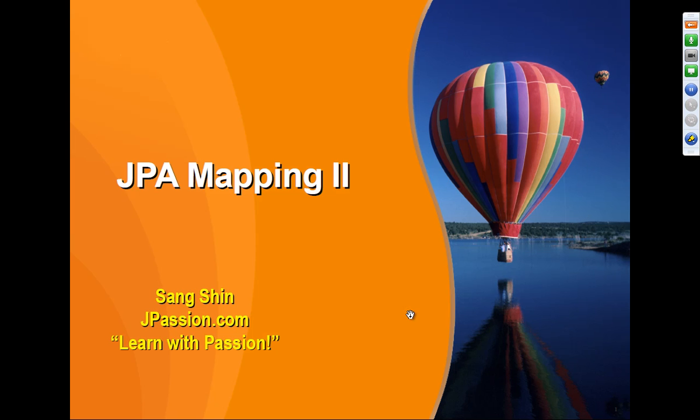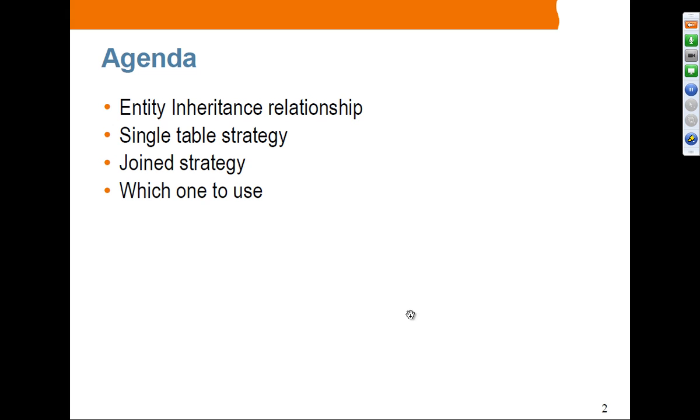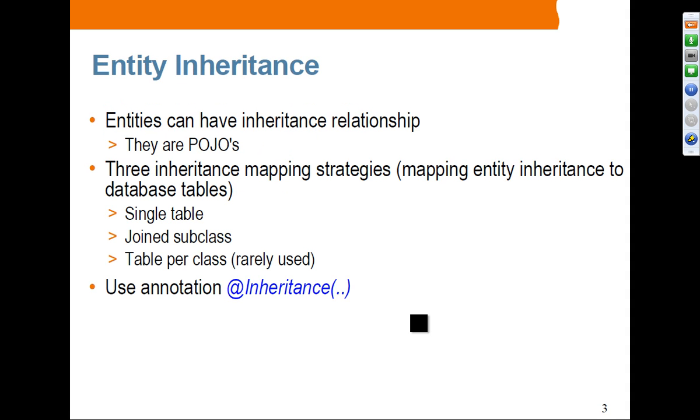Okay, so JPA Mapping 2. Here we are going to talk about inheritance relationship. As we talked about yesterday in Hibernate sessions, there are multiple ways that you can construct your table based on inheritance relationship. We're going to look into just two options, single table and joined table. And we'll also talk about which one to use one more time.